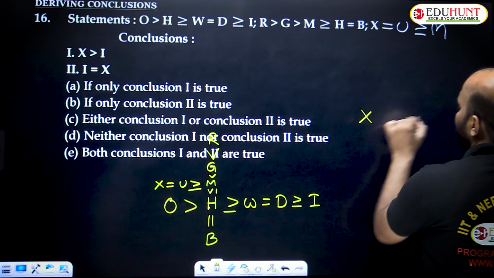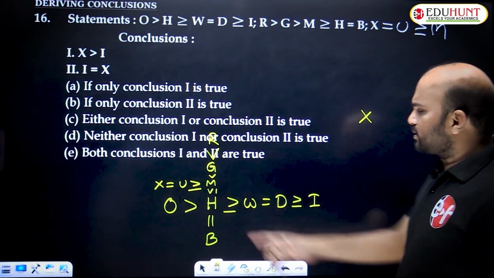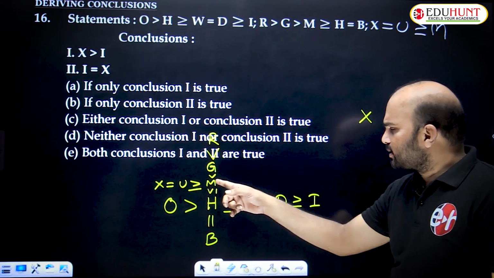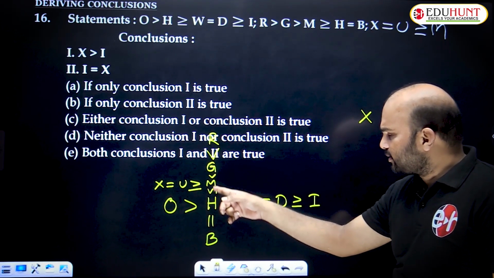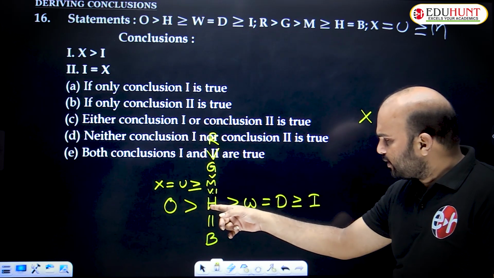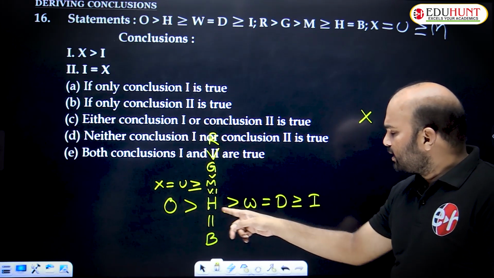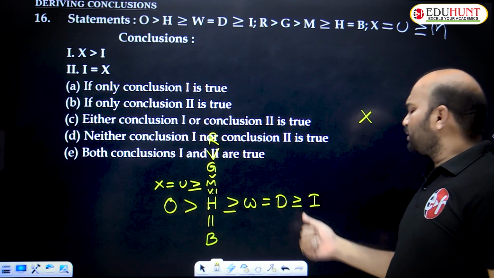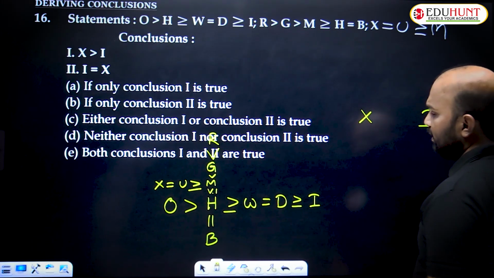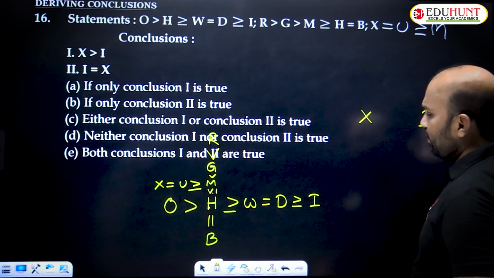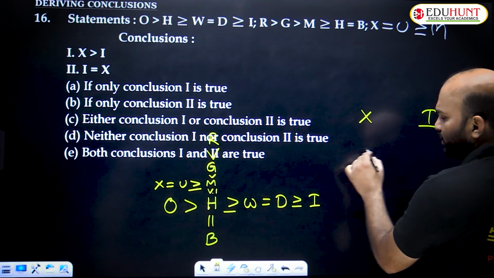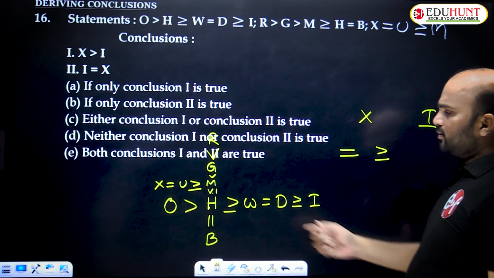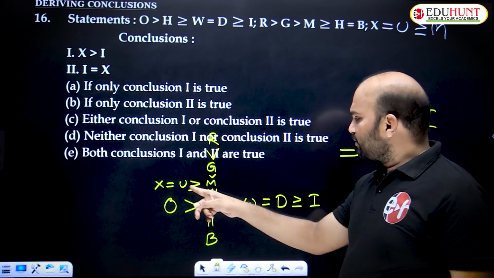X to I, you can express the symbol. X equals U. U is greater than or equal to M. M is greater than or equal to H, because it can be written from M to H greater than or equal to. Again, H is greater than or equal to W. W equals D. D is greater than or equal to I. So clearly we need to notice, for X to I, how many symbols appear? Only two symbols. One is equal, another one is greater than or equal.